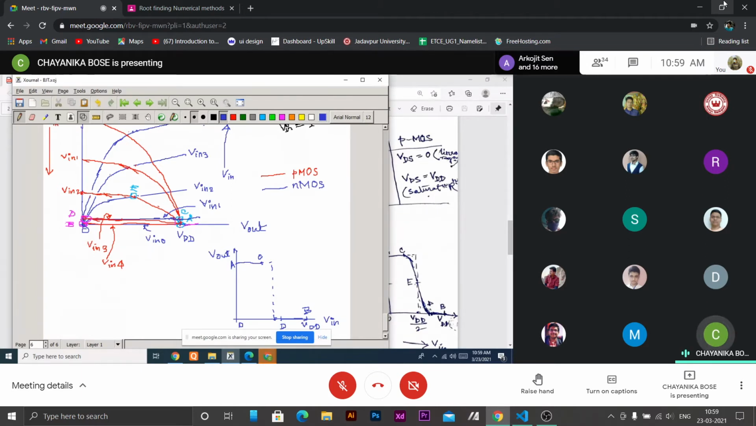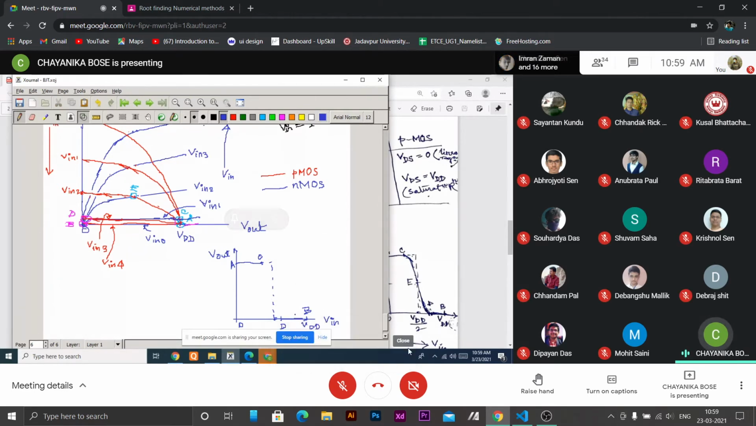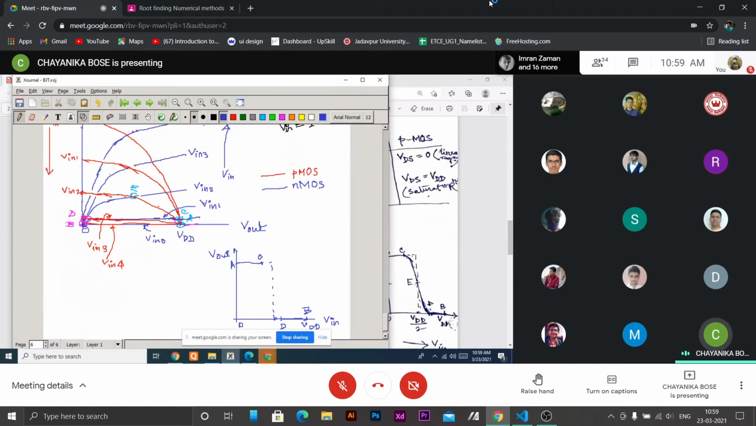And this point is VDD by 2. For an ideal CMOS, this transition will be like this. Sharply, V out will abruptly fall from 1 to 0 when V input reaches this value, VDD by 2, in between these two.